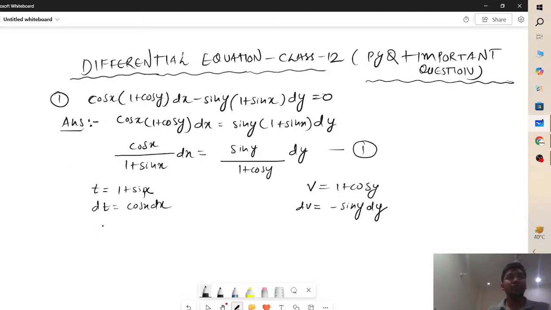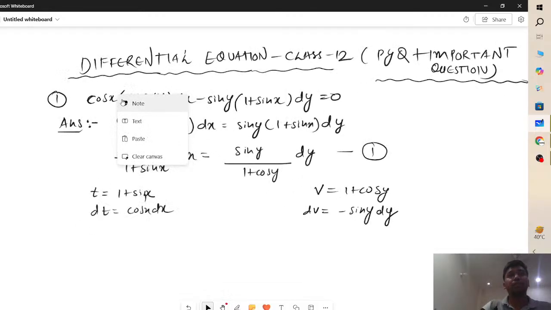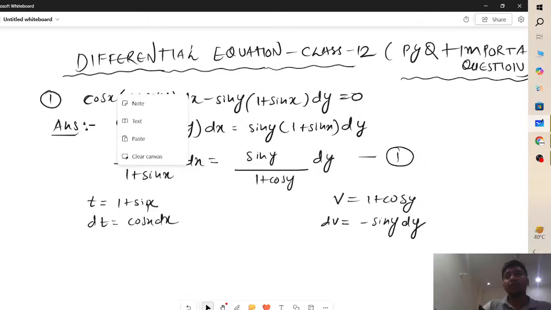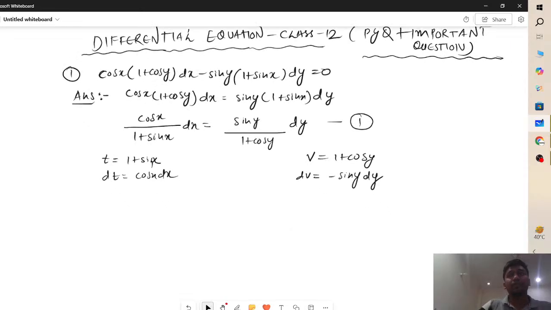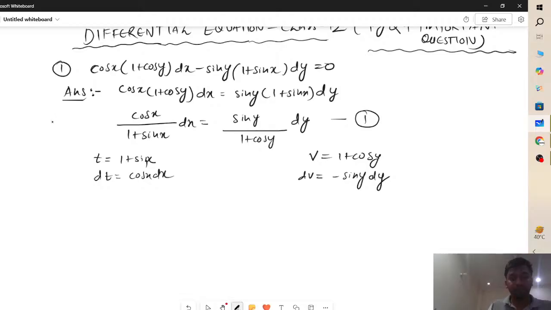Now we substitute the above values in equation 1. Let me fix the screen. Okay. So putting our values of t and v in equation 1.